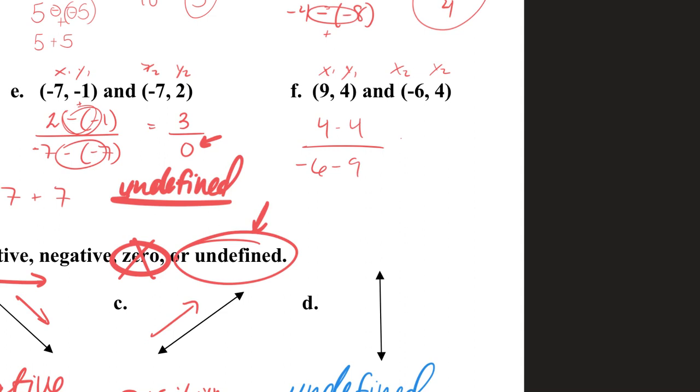And then lastly, x1 and y1, x2 and y2, 4 minus 4 over -6 minus 9. 4 minus 4 is 0, over -6 minus 9 is -15. In this case, we do have a slope of 0. This one is not undefined because the 0 is on top. When the 0 is on the bottom, like the one before, that is undefined, but this is a slope of 0.